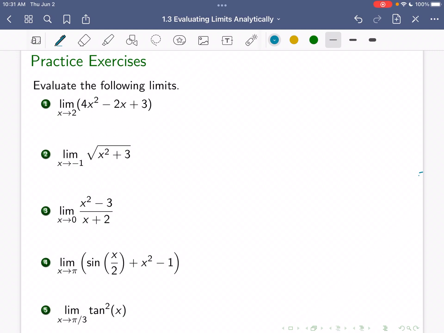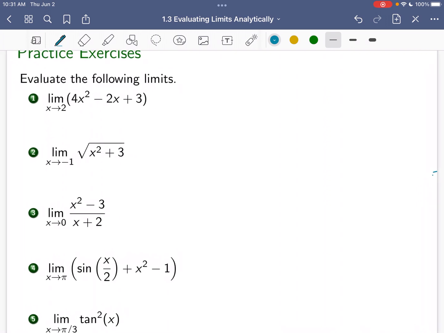In this video, we're going to look at some examples where we are going to evaluate some limits using the limit rules that we found in our previous video that we discussed there. So let's look at this first example. Here we're taking the limit of 4x squared minus 2x plus 3 as our value of x is approaching 2.